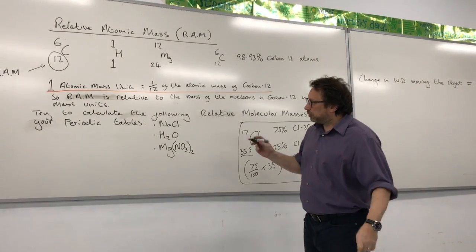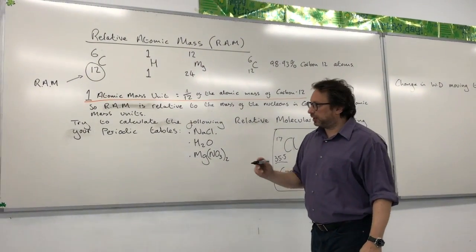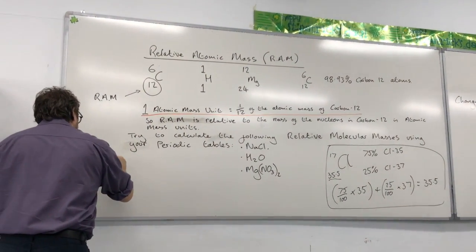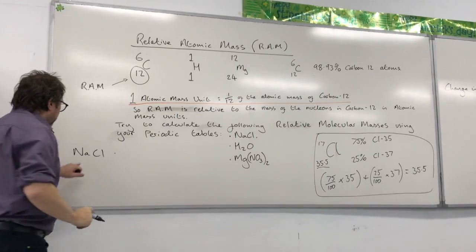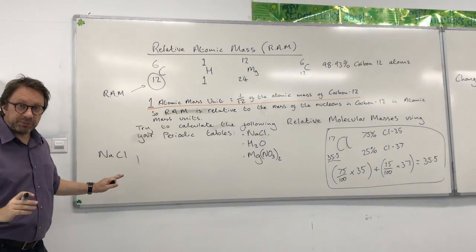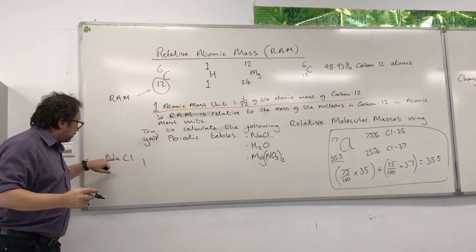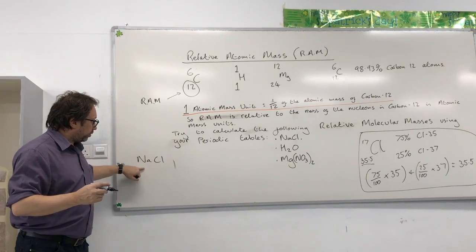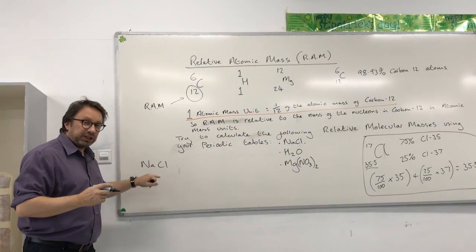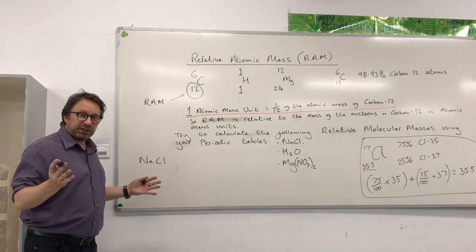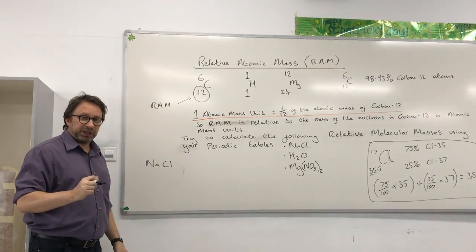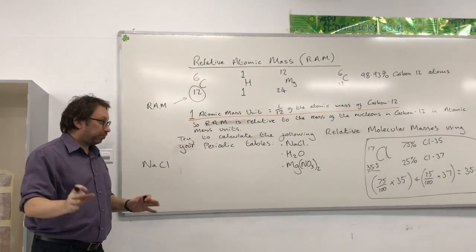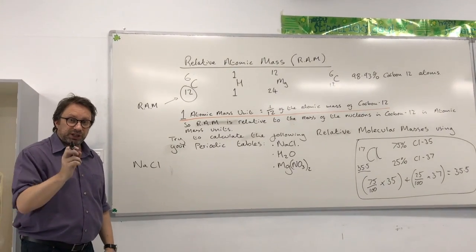So, we've got NaCl here. Let's go back over this side of the board. NaCl. Have a look on your periodic table. You'll see Na, sodium, and chlorine, and you'll see the atomic masses. Have a guess at what the molecular mass would be. And if you want to stop the video, you can stop the video now, try and work it out. When you come back, we'll go through the answer and you can see if you're correct.